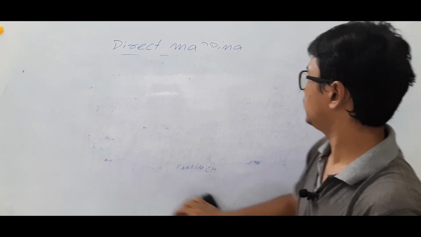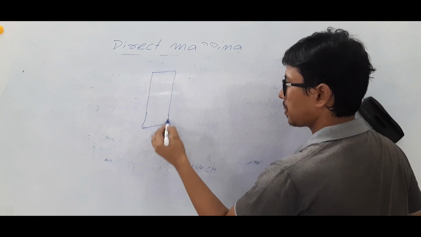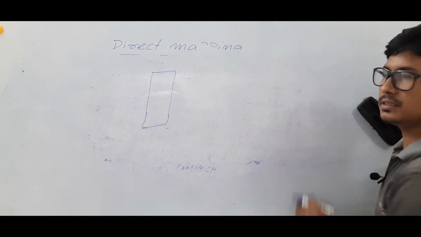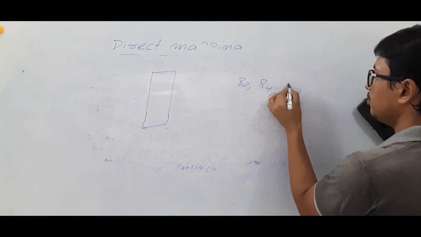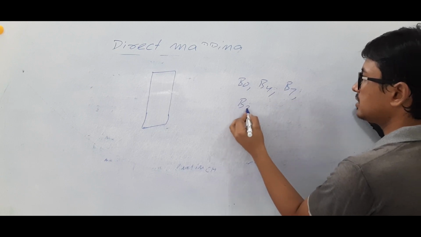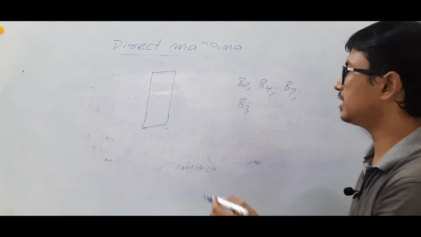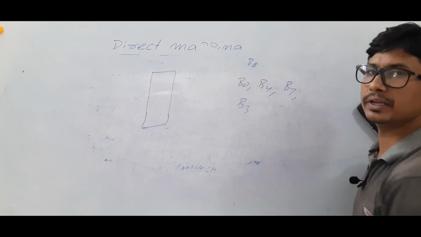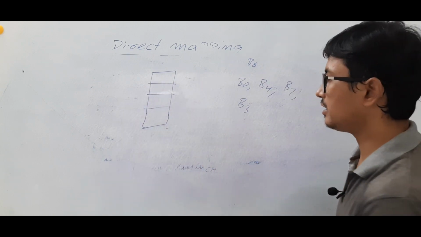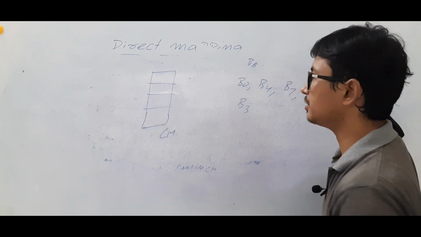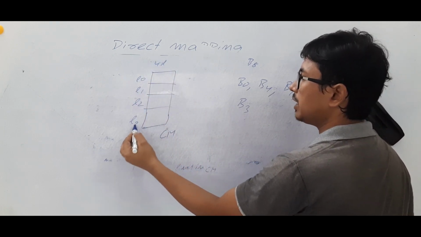What is the drawback? Suppose I have to access block number 0, block number 4, block number 7, and block number 3. As we discussed earlier, we have 8 blocks in the main memory and 4 lines in the cache memory. Am I right or wrong? The same example I am continuing. The 4 lines are line number 0, line number 1, line number 2, and line number 3.